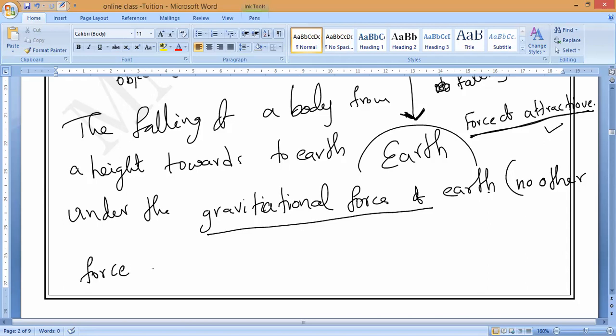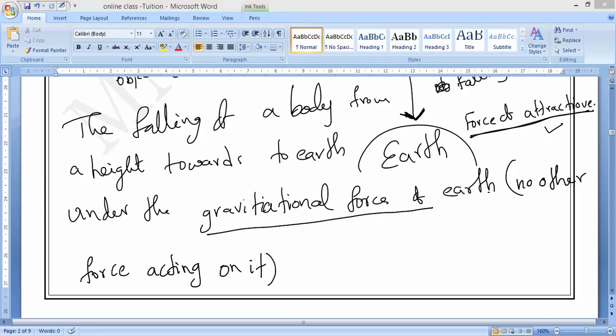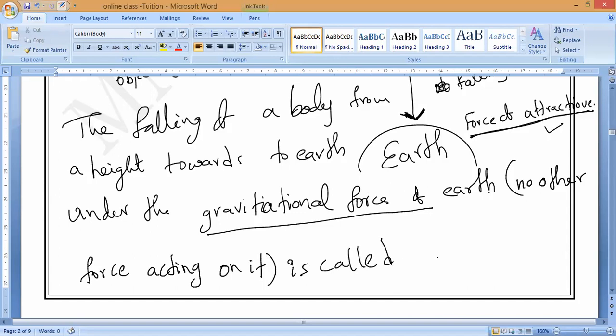No other forces acting on it. Only which force should act? Only gravitational force. What is it called? It is called free fall. Gravitational force of earth is called free fall. Please note it down.